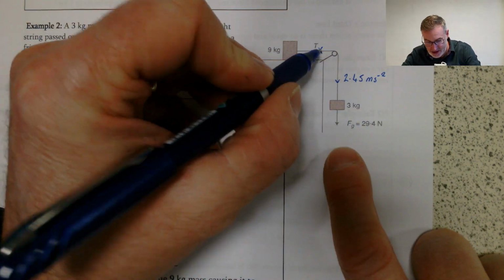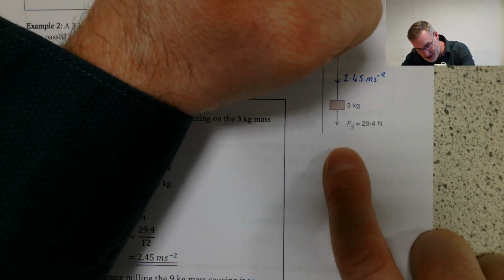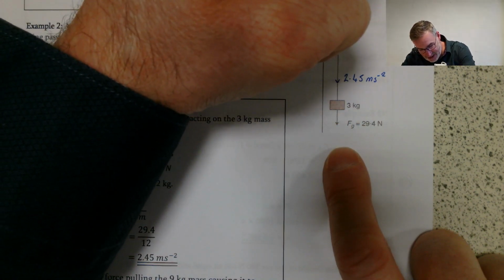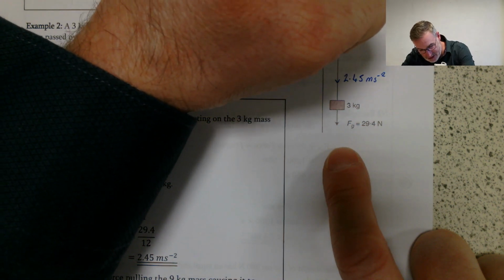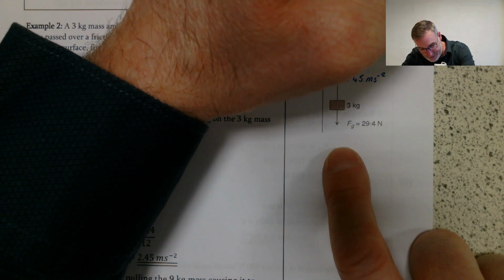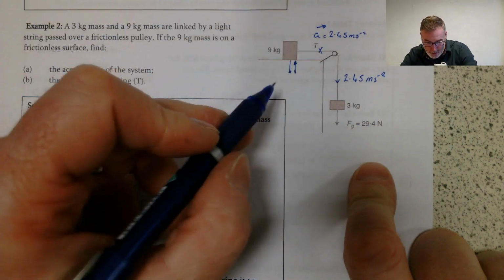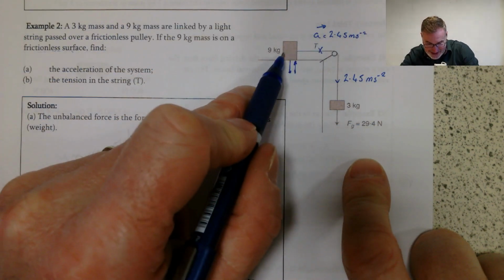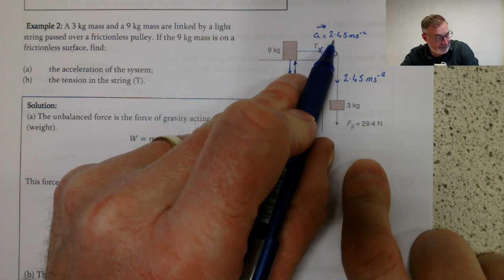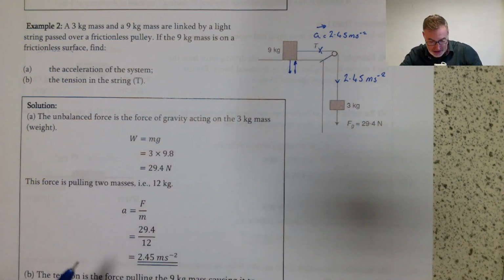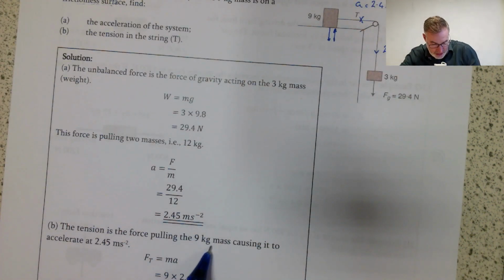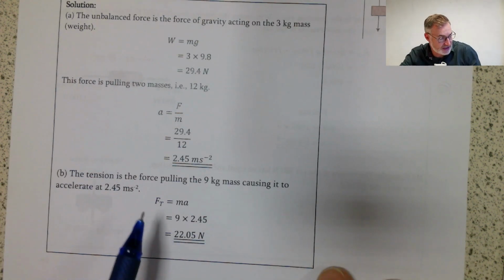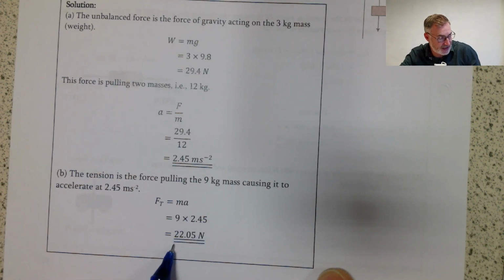So the tension there, we have an acceleration in that direction of 2.45 meters per second squared. We want to know what force causes this object to accelerate at that in this direction. So we're only going to use the 9 kilogram mass in this case. So we have 9 times that acceleration, which will be 22.05.